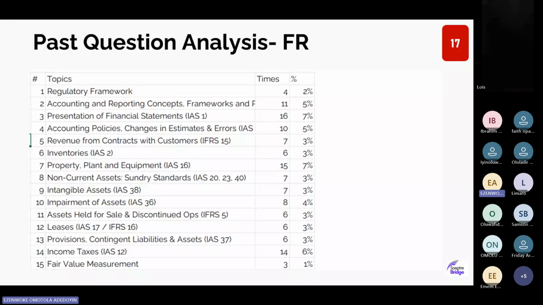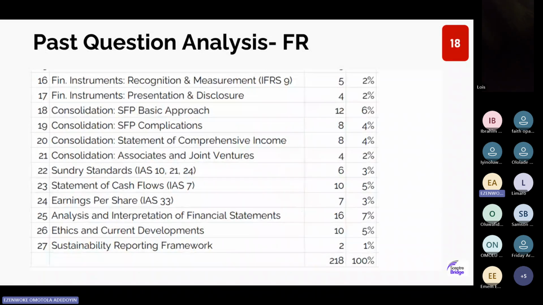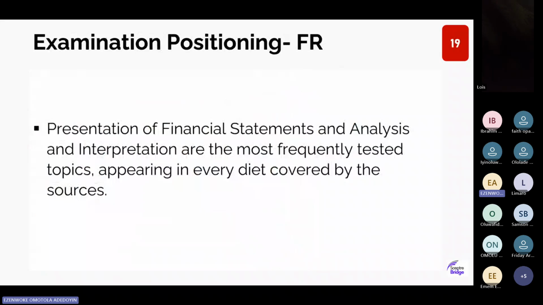And because you're starting early, please, that's your focus. Your focus is everything. Don't even begin to pick anything. People that pick are those that start late, but that won't be you. You're starting early already, so make sure you learn everything. All right, so what examination position should you be in? How should you position yourself for the examination? Understand that presentation of financial statements is the most frequently tested topic.